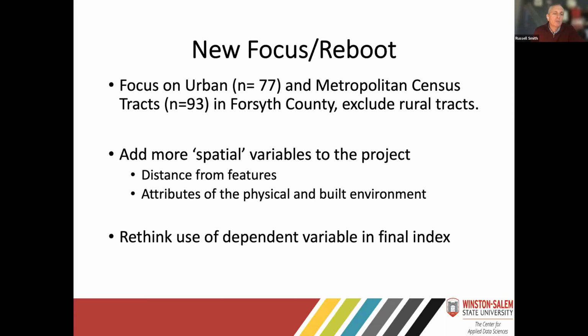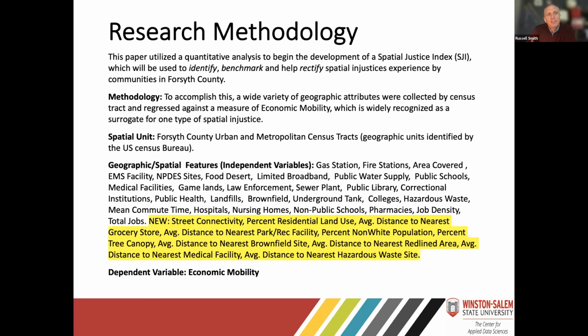We're also going to add more spatial variables to the project, things like distance from features and the density of features, trying to get the underlying physical and built environment attributes. And then the final piece is rethinking the use of a dependent variable. I think we're leaning away from using a multiple regression model to maybe more of a principal component analysis to develop the index itself. So this is a slide that I shared last year.